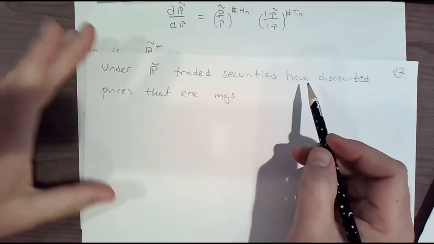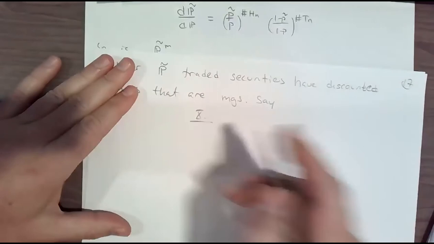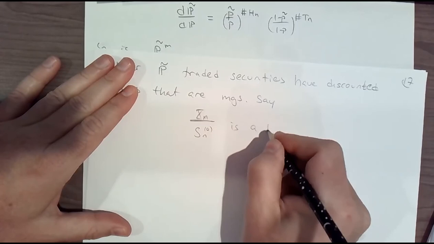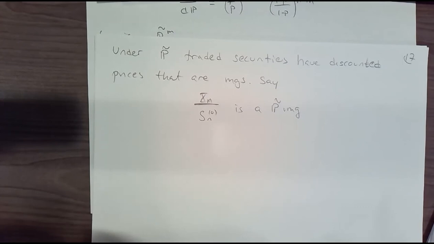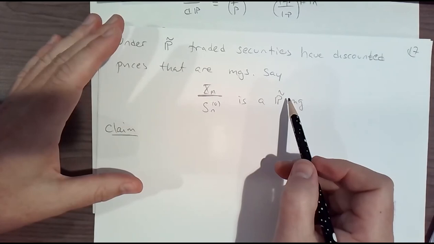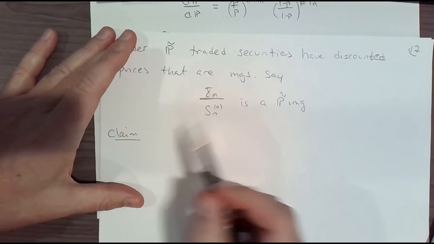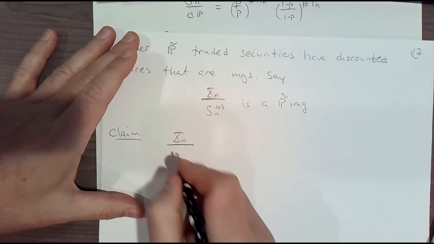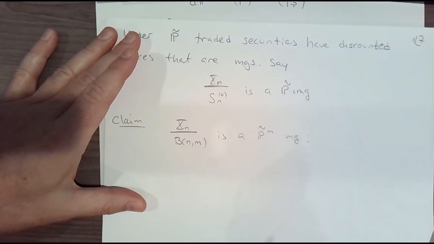So say that X_n divided by the bank, this is a P tilde martingale. Now what we want to do is see what is a martingale under the forward measures. So our claim is that this martingale property here is moved over to a different martingale property under the forward measure. So X here is a traded security's price process, and you'd be discounting by the bank. But what is the claim here? Well, if I divide instead by the zero coupon bond, the claim is that this is a P tilde M martingale. And how does one prove it?